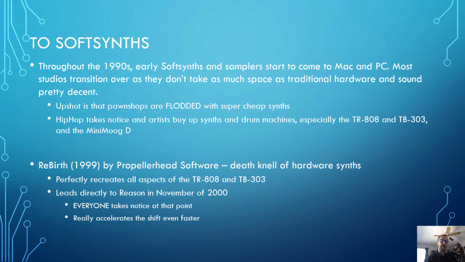The upshot of that is that during the early 90s, pawn shops were flooded with very, very cheap synths and drum machines. And in fact, this had a profound effect on hip-hop, with lots of artists buying up synths and drum machines that they had been lusting over for years at absolute bargain prices, including the celebrated Roland TR-808 drum machine, the TB-303 bass sequencer, and the Mini Moog Model D.